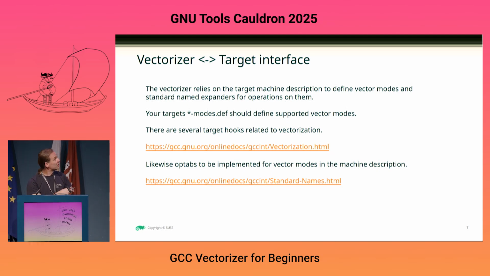I've put in two links to the internals manual. One is for the target hooks, and one is for the standard pattern names. The latter is unfortunately not sorted in any way, so you have to basically go over the 2000 item list and find those related to vectorization. But as said, you start with the general pattern names, like for the bit operations, for the standard integer arithmetic or floating point arithmetic, because those are basically the same, just for vector modes.